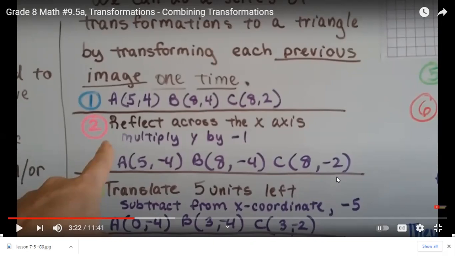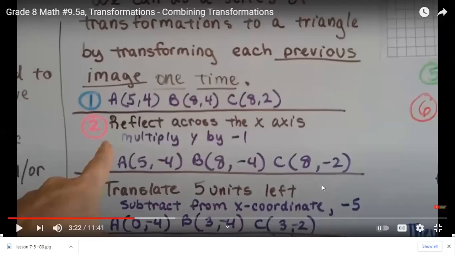Grade 8. Yes. We will graph. Yes, you will plot the points. First, you will plot the points for the original figure. Second, you will reflect across the x-axis.